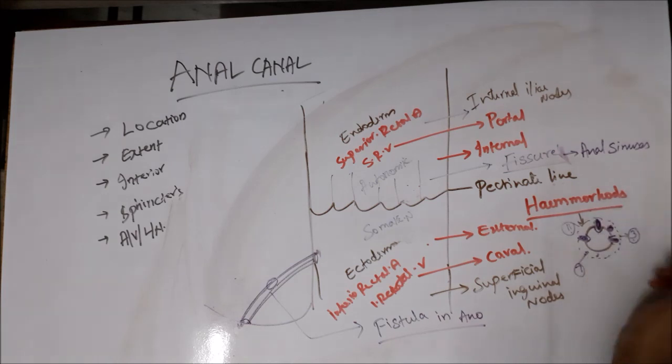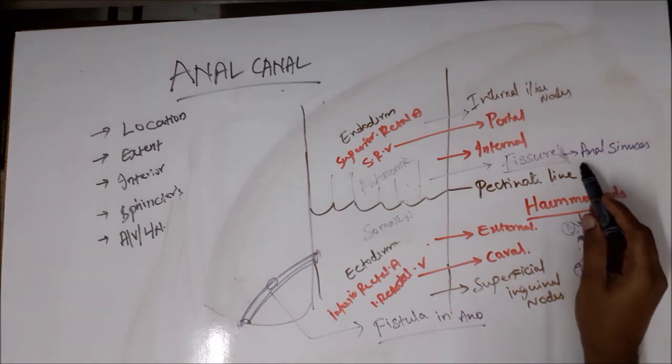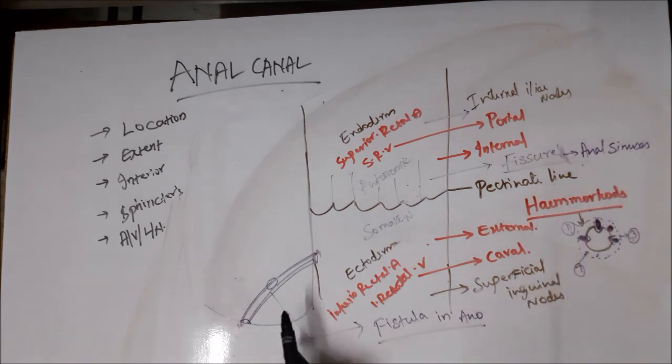So these are the three applied aspects. One is hemorrhoids, which are most commonly caused by portal hypertension. Next is fissures, which are common in anal sinuses. And one more thing, if abscesses are not treated, there are chances of formation of a fistula in ano.